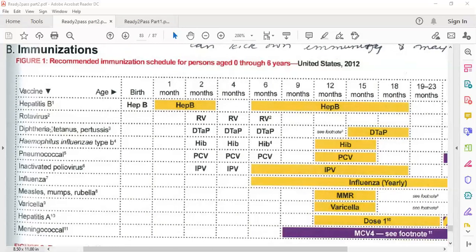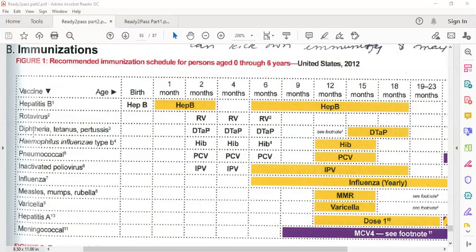Now go for the third one, called DTaP: diphtheria, tetanus, and pertussis, shortly called DTaP. D for diphtheria, T for tetanus, and P for pertussis, right? So it is a 3-disease combined vaccine, shortly called DTaP, right?